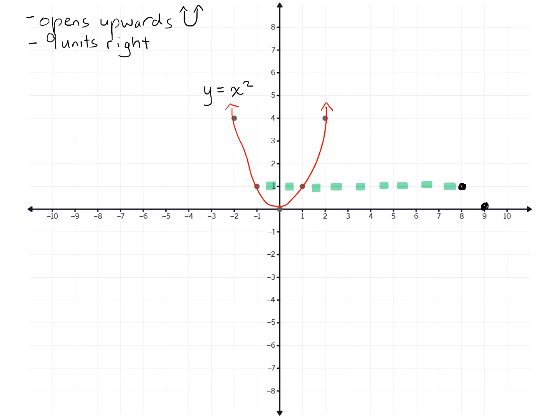Next, I'm going to be moving a second point 9 units to the right. And I can move a third point 9 units to the right. And I can do the exact same thing to my remaining 2 points. As you can see, my newly transformed parabola is opening upwards or smiling. It has been moved 9 units to the right, and it hasn't been moved upwards or downwards.